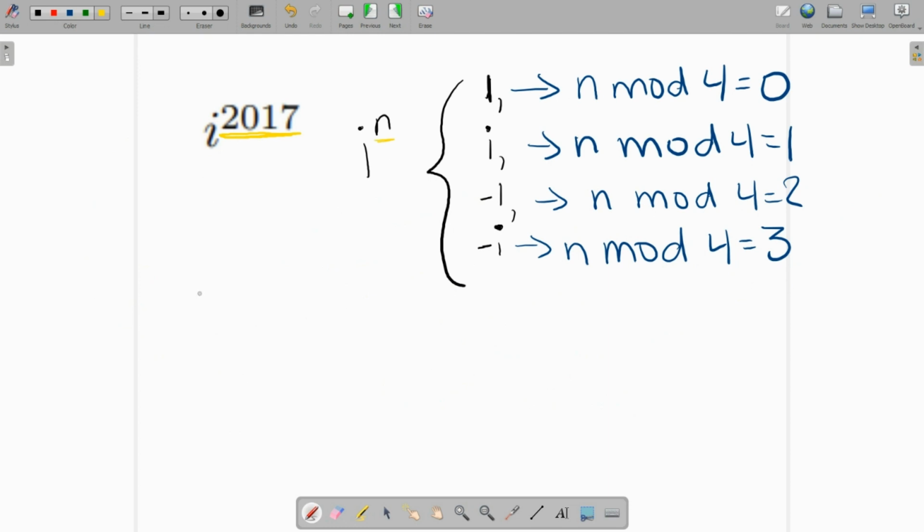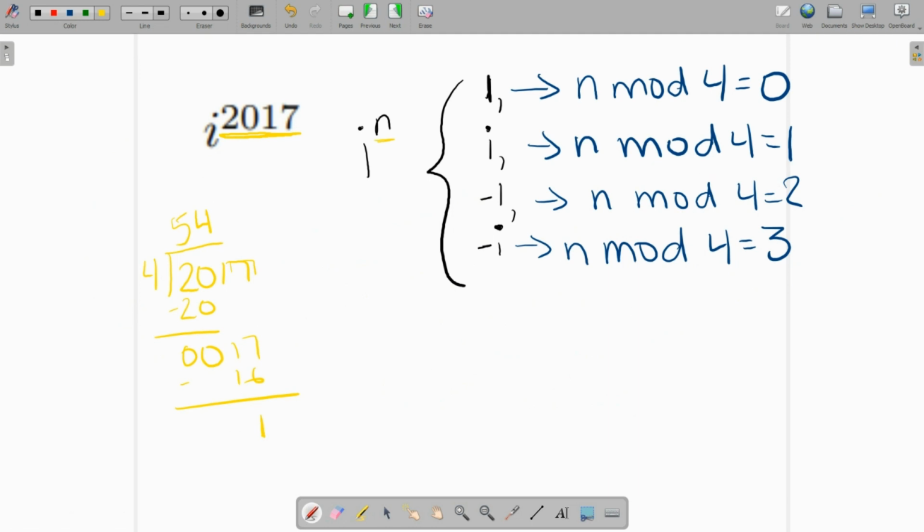So we'll just go ahead and do the long division. 2017 divided by 4, and we could put 5 minus 20, 0, 0. Well, here we could put 4 minus 16, we get 1. So our remainder is 1. So that means n mod 4 is equal to 1.